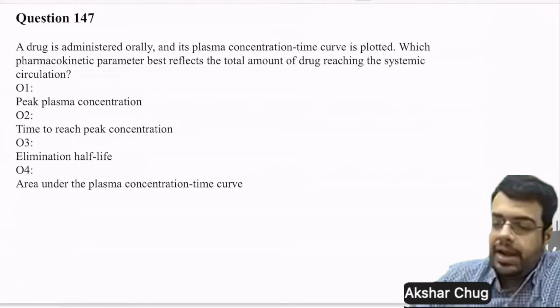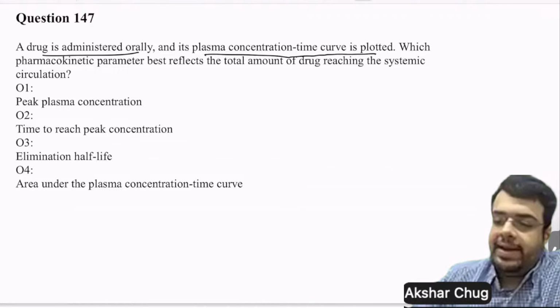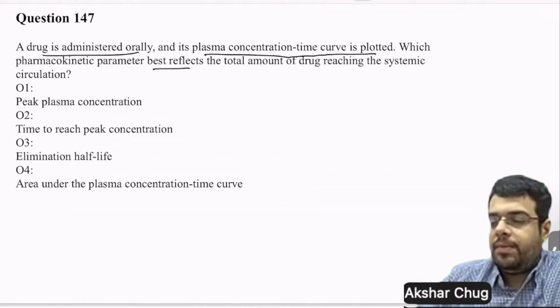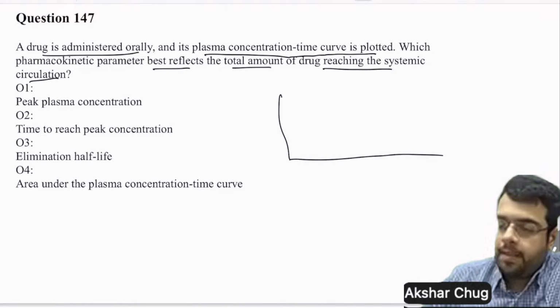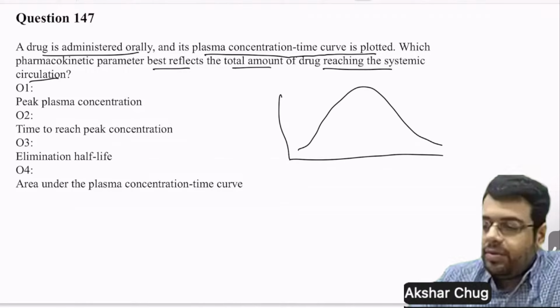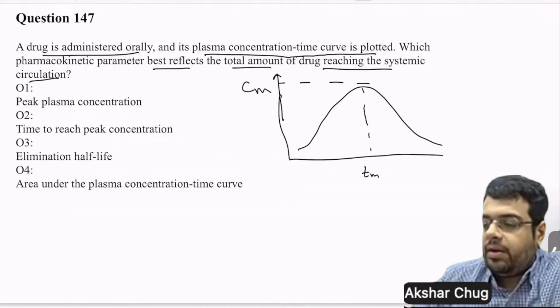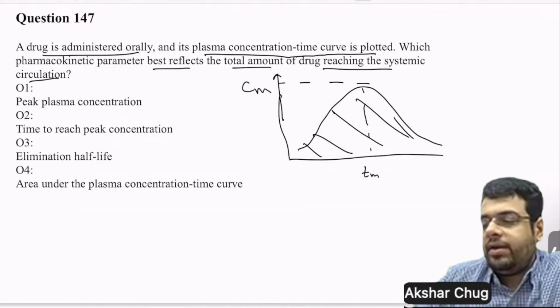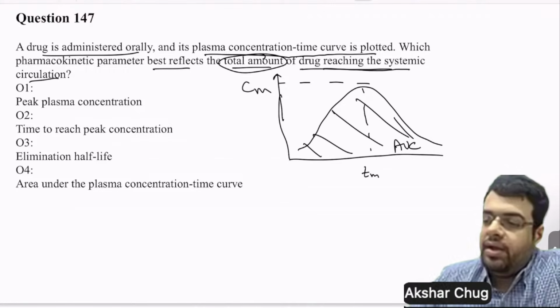A drug is administered orally, and a plasma concentration time curve is plotted. Which pharmacokinetic parameter best reflects the total amount of drug reaching the systemic circulation? So let's plot it. This represents the time to reach the maximum concentration. This is the concentration maximum. And what I'm highlighting is the area under the curve. Now we are asked about the total amount of drug reaching the systemic circulation.